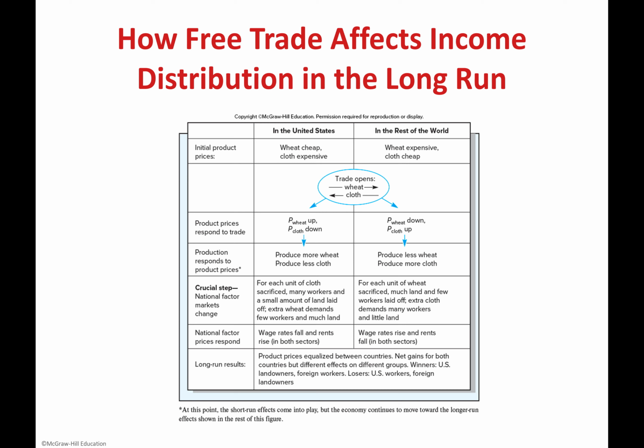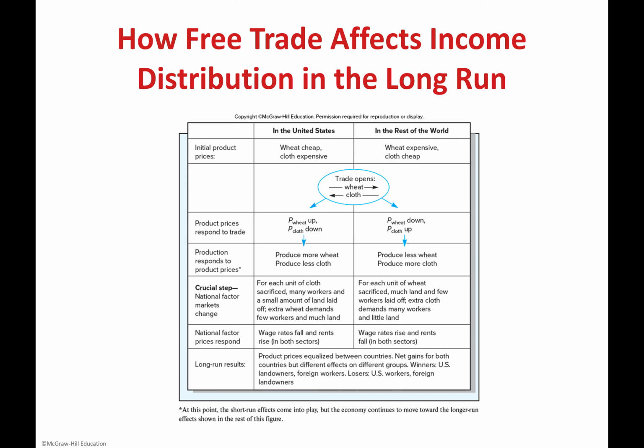Now, abroad, they're producing a lot more cloth, and cloth uses labor intensively. So there's going to be more demand for labor, and that's going to push wages abroad up. So the winners and losers here are, in the US, US labor that loses and US landowners that gain. Abroad, it's foreign landowners who lose, but foreign workers who gain.